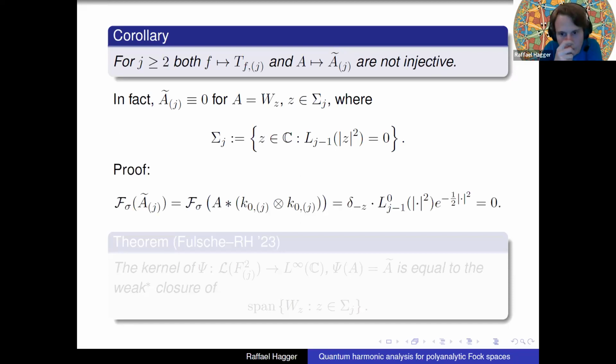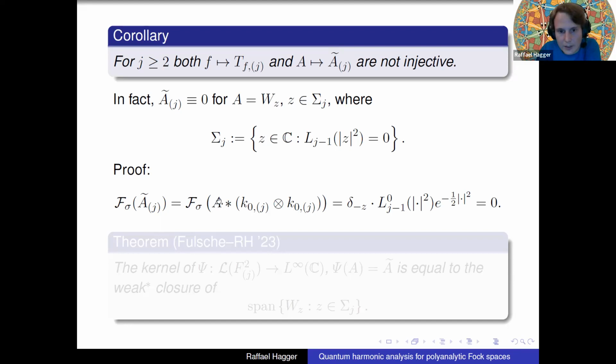Well, how do we do that? Again, we use our tools. We use the Fourier transform. So we show that the Fourier transform of this is actually zero, and then this shows that the function itself is zero. So what is the Bayesian transform?